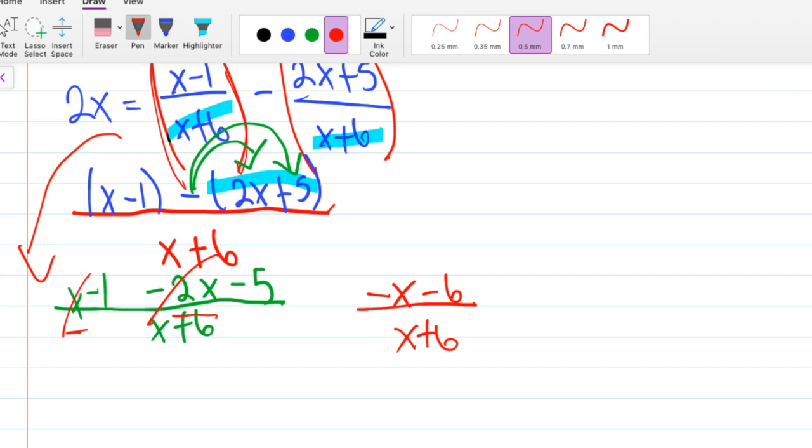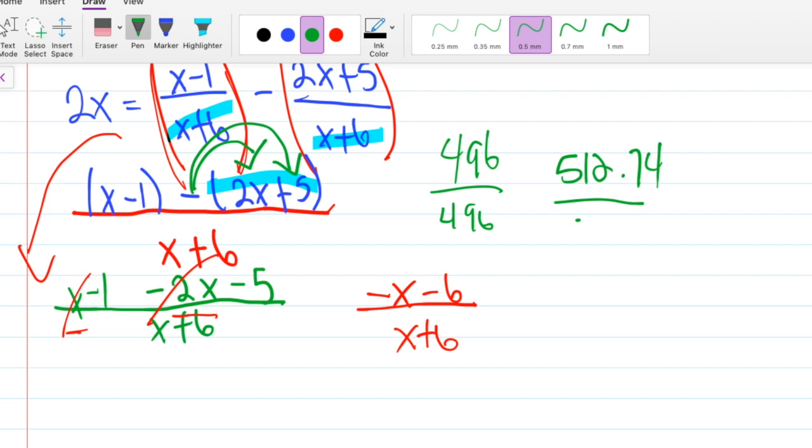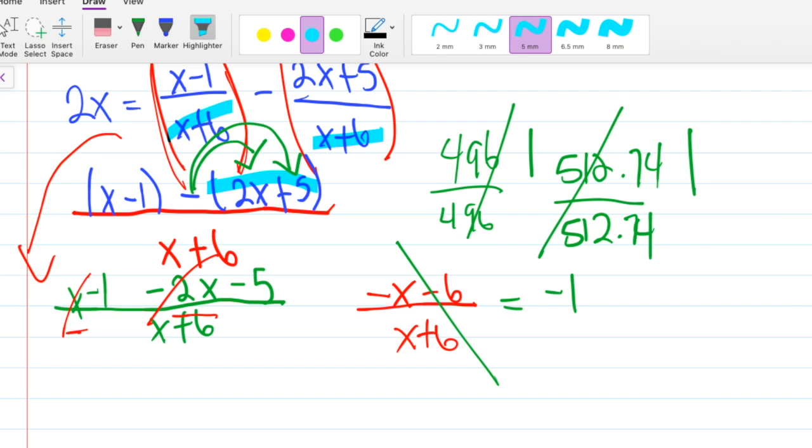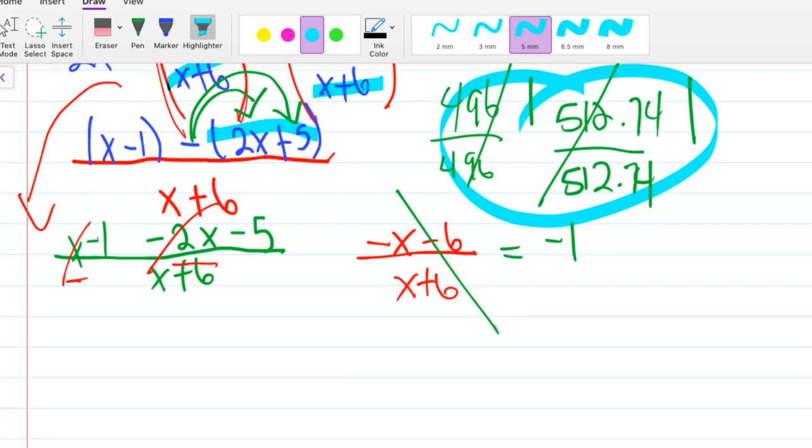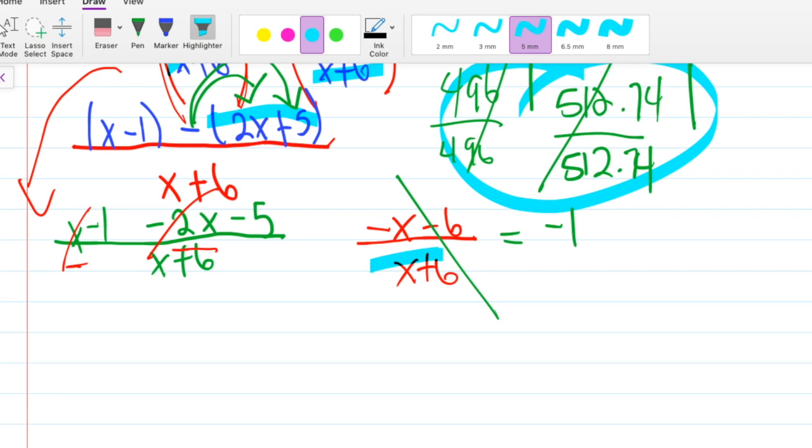A quick question. If I have 496 over 496, or if I have 512.74 over 512.74, what do these become? This is just 1 and this is just 1. So as you can see right here, I have negative x minus 6 over x plus 6. This is the exact same thing, except one is positive, one is negative. So this just becomes a negative 1. Okay, so that's what this became. I just gave you this little explanation here just in case we forgot that. But this turns into this negative 1.